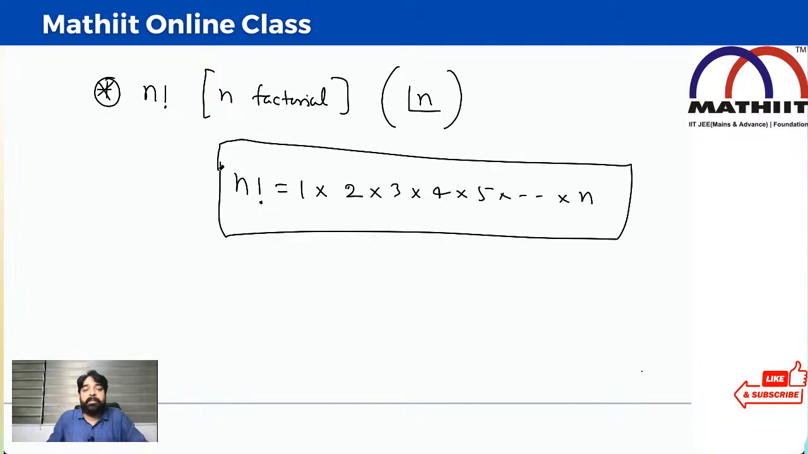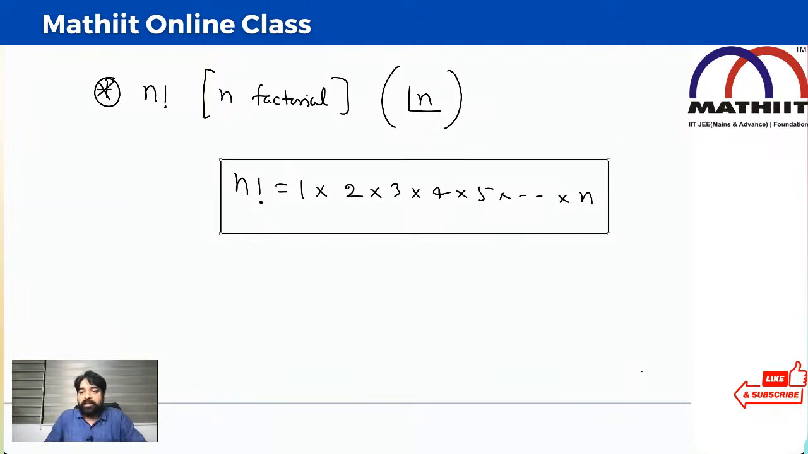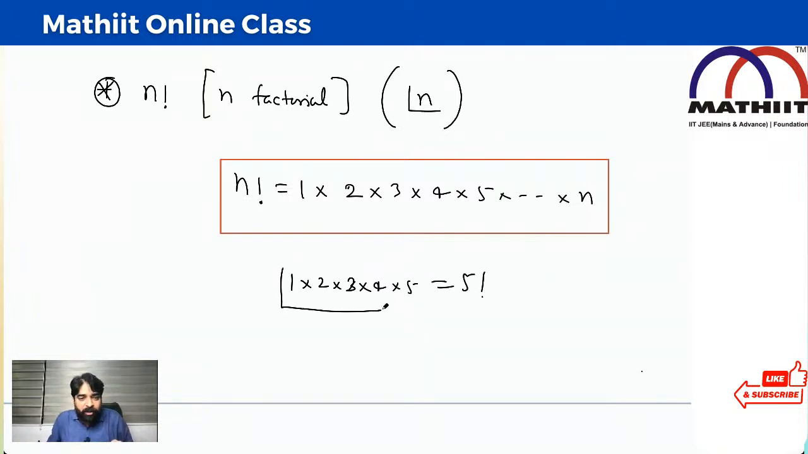Be clear, it's just a symbol. It's not a mathematical formula. It's just a symbol you have to use. n factorial equals this. And if you notice very carefully, suppose I say 1, 2, 3, 4, 5, this means I'm talking about 5 factorial. But if you do 1 into 2 into 3 into 4, that is 4 factorial. So we can say 4 factorial into 5 is nothing but 5 factorial.